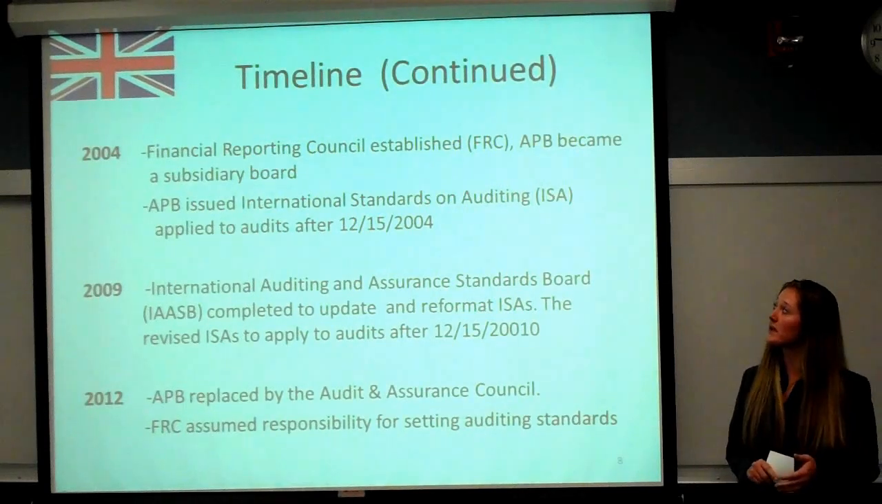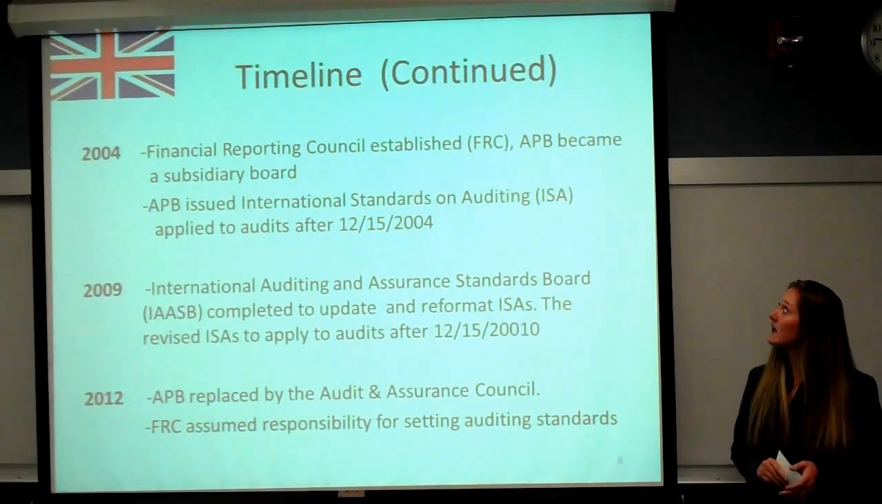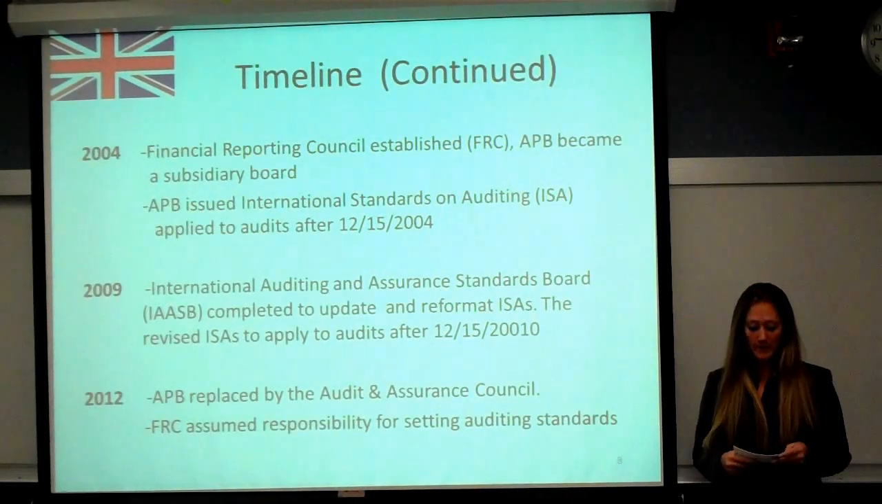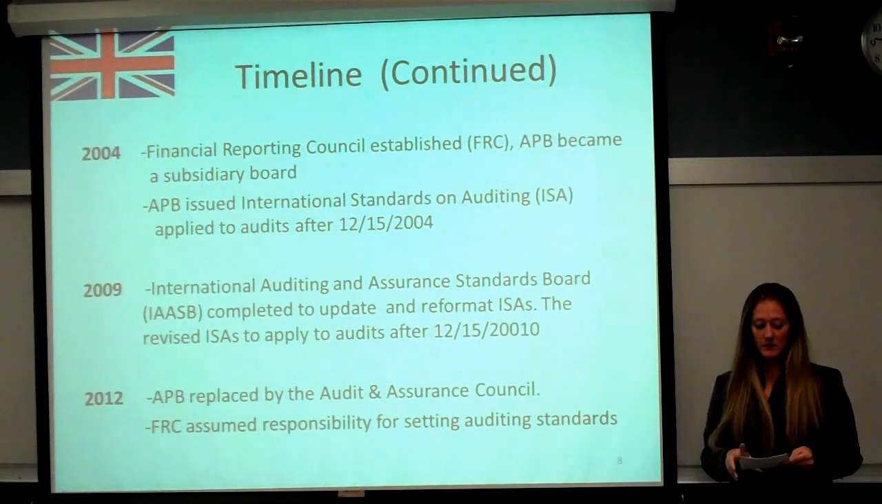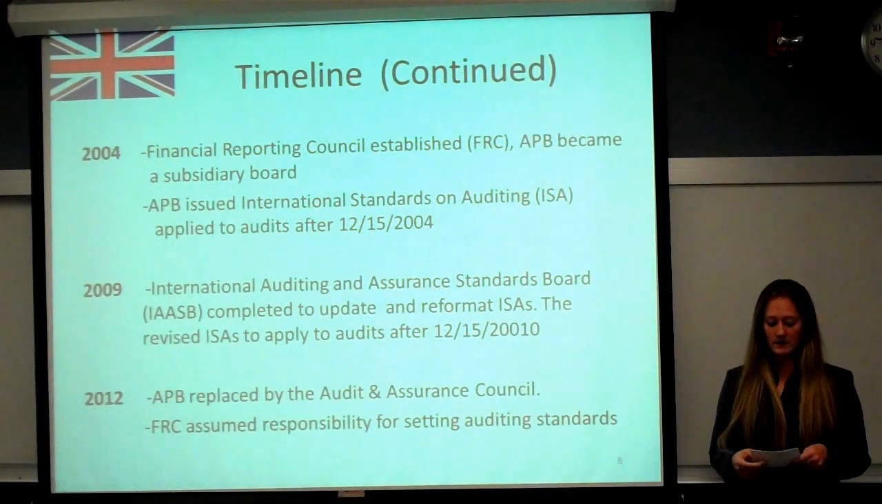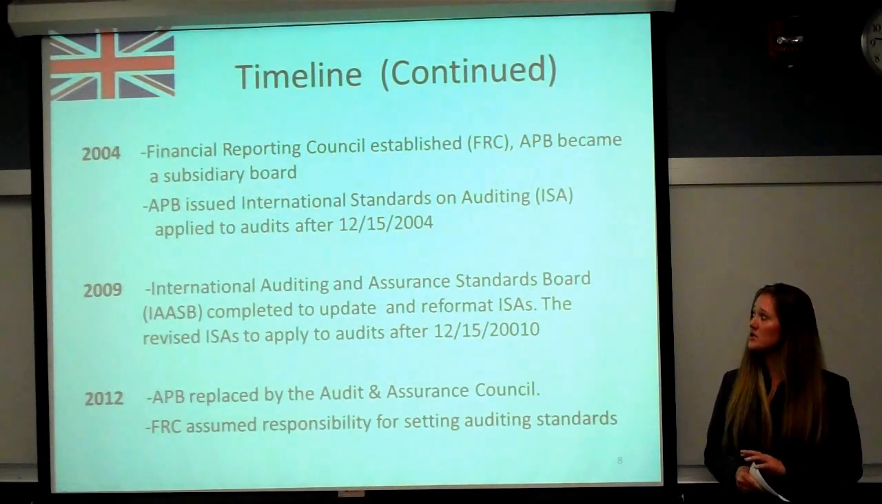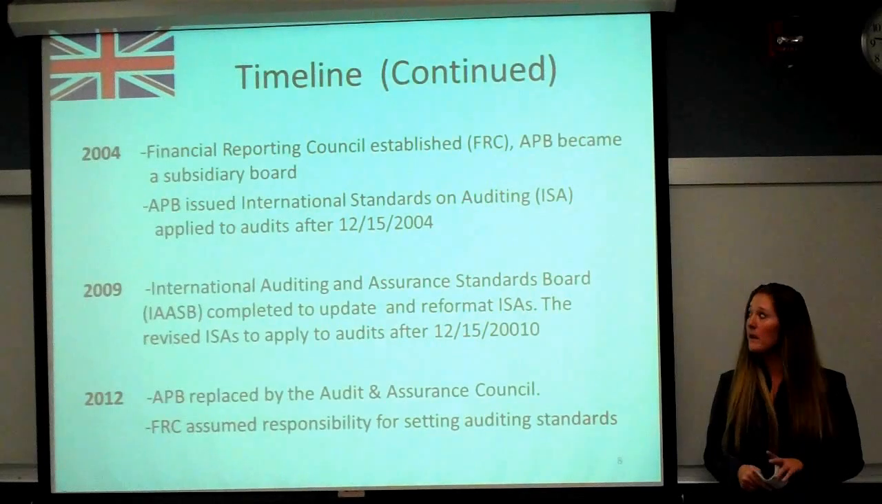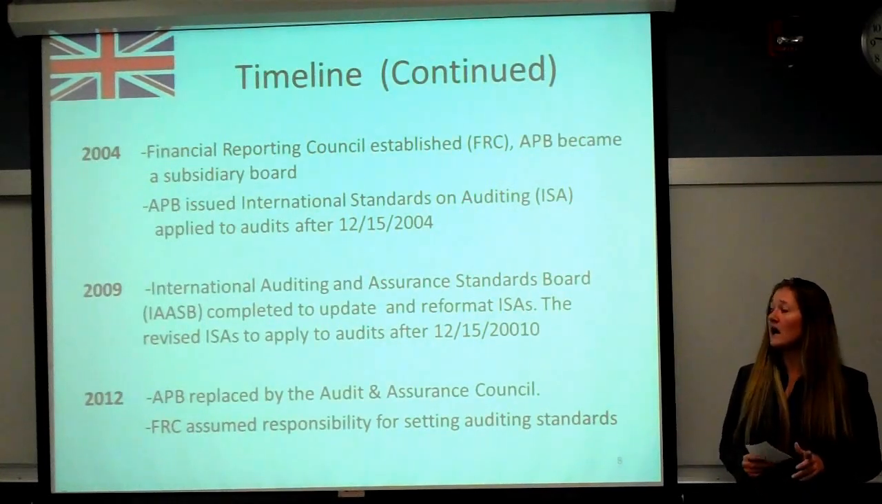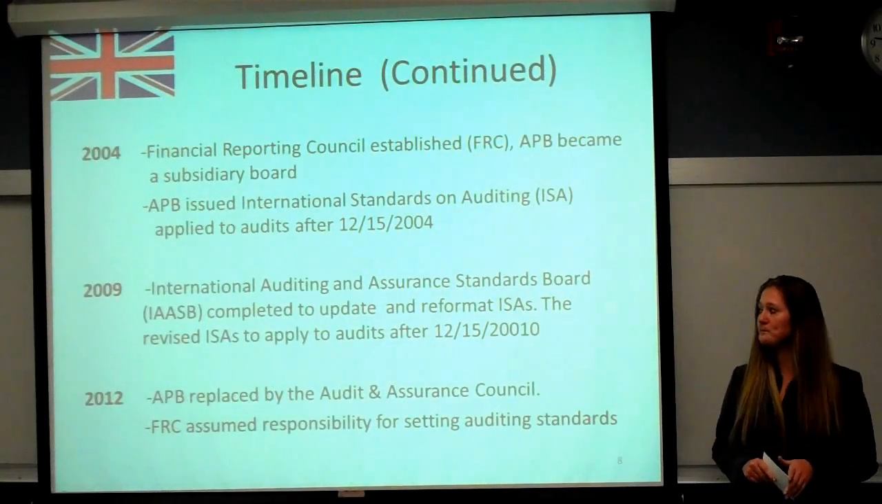In 2004, the Financial Reporting Council was established, and the APB became a subsidiary board of them. The FRC was in charge of monitoring and enforcing the audit standards. And also in 2004, the APB issued international standards on auditing, which were applied to audits after December 15, 2004.